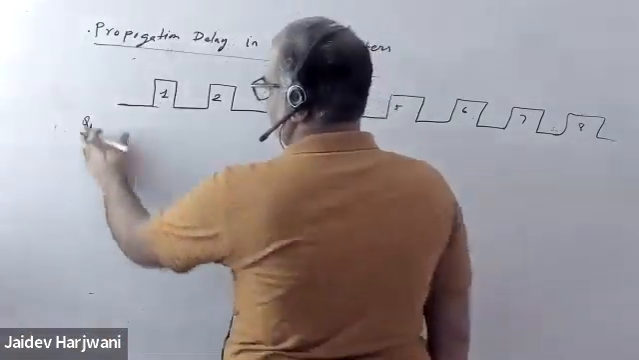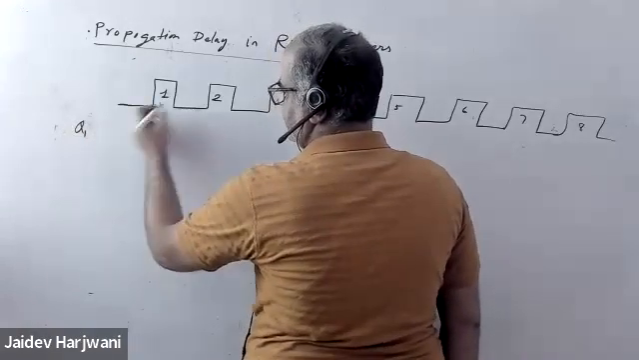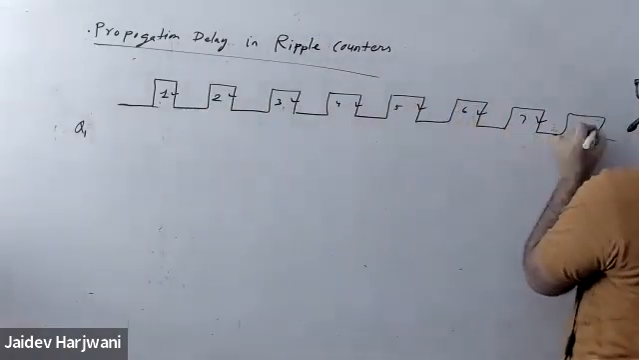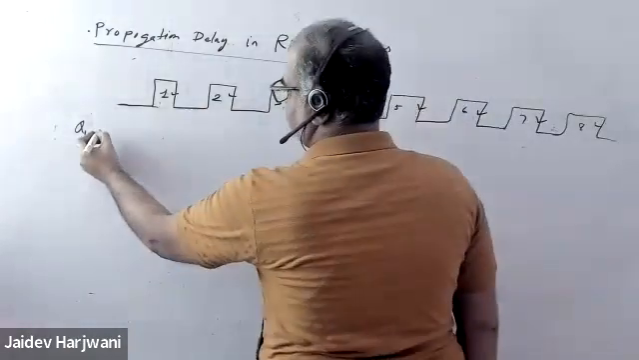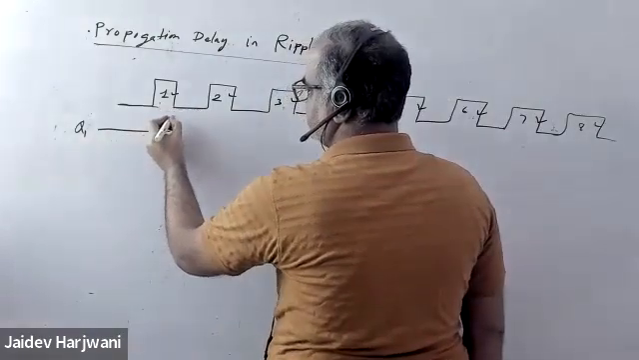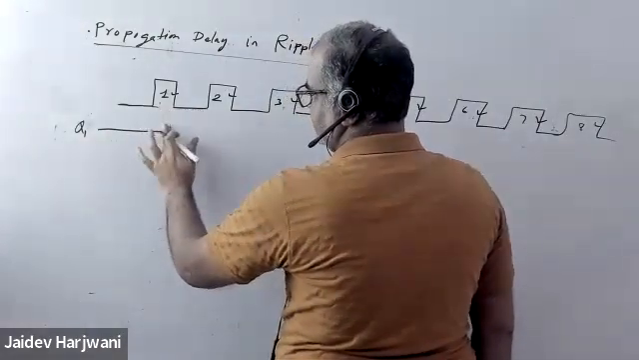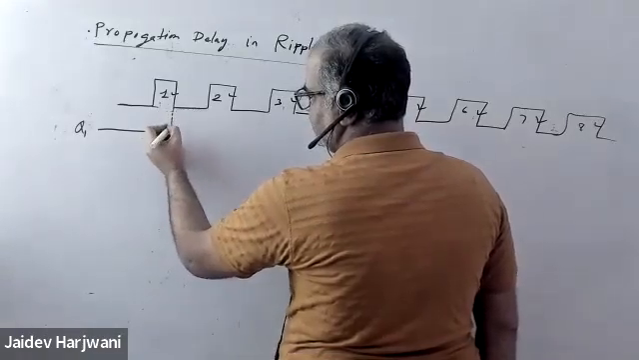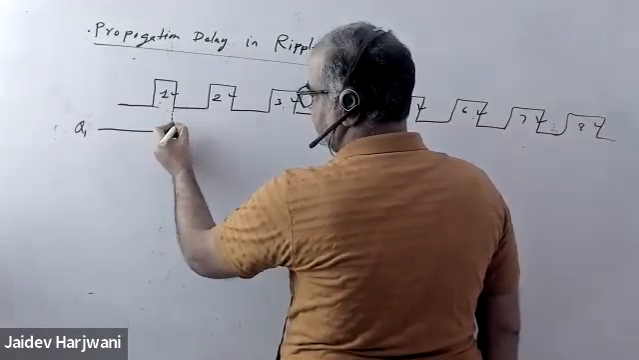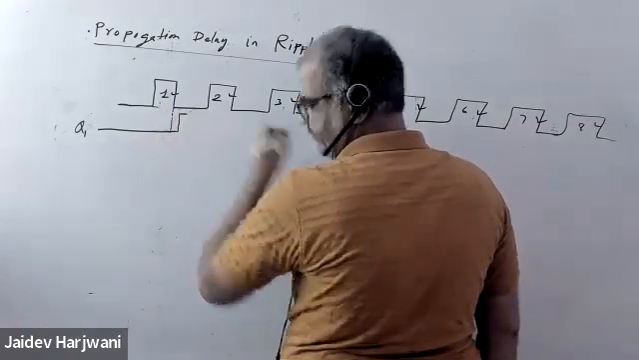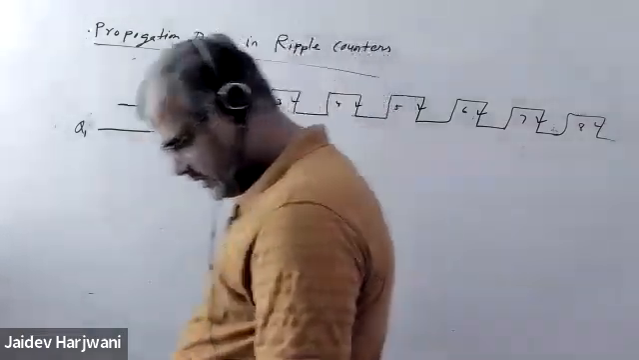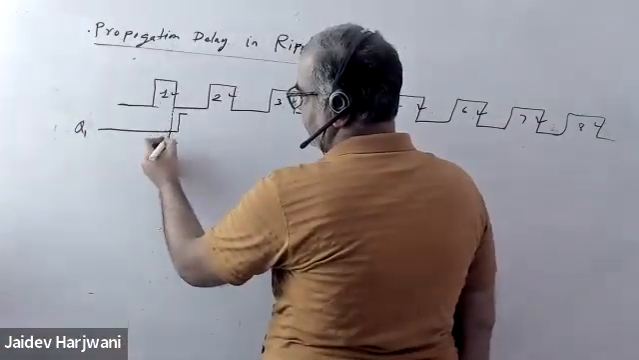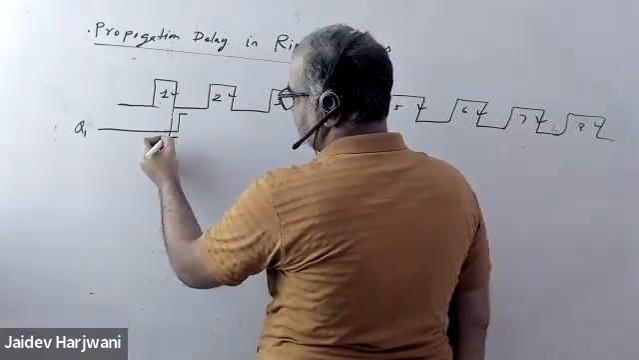Now when Q1 is coming, there's a negative triggering clock. So when this clock is coming, this will change the output, but the change will be a little bit delayed. So it should happen here, but instead of happening here, it will happen here. That means at this particular time, there is some delay.